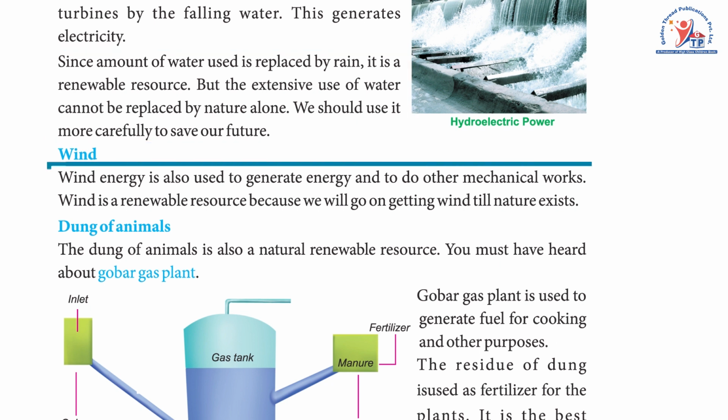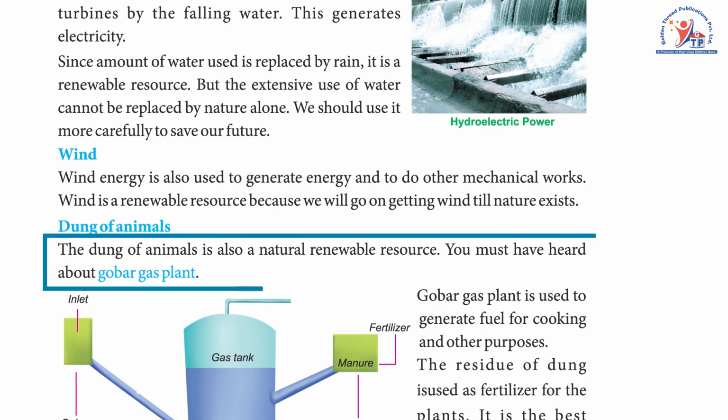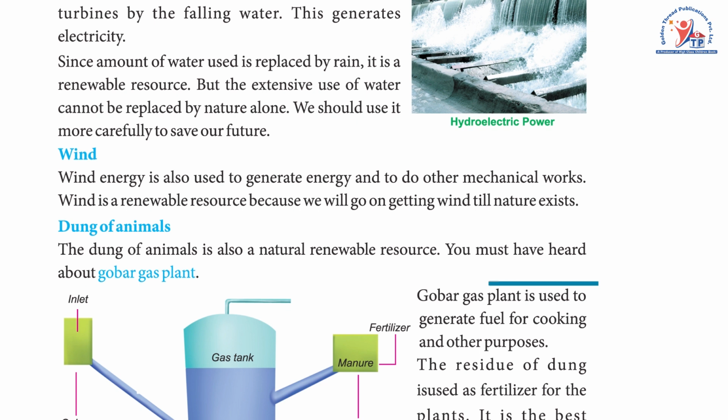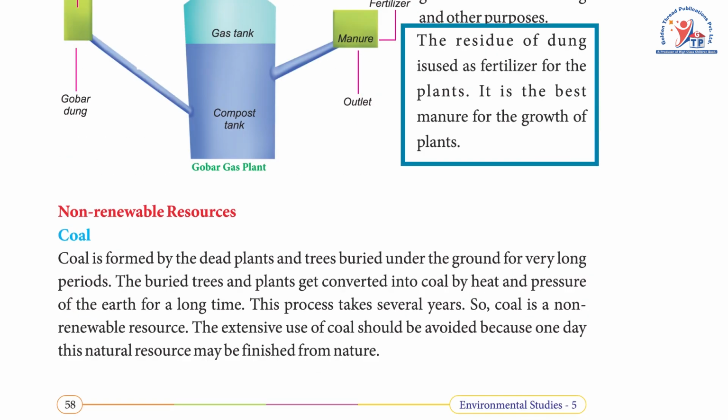Wind. Wind energy is also used to generate energy and to do other mechanical works. Wind is a renewable source because we will go on getting wind till nature exists. Dung of animals. The dung of animals is also a natural, renewable resource. You must have heard about gobar gas plant. Gobar gas plant is used to generate fuel for cooking and other purposes. The residue of dung is used as fertilizers for the plants. It is the best manure for the growth of plants.